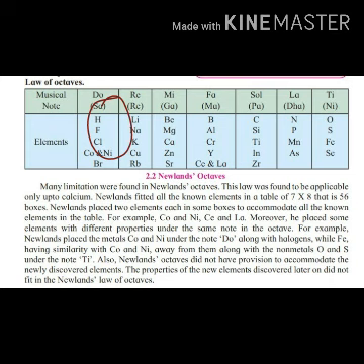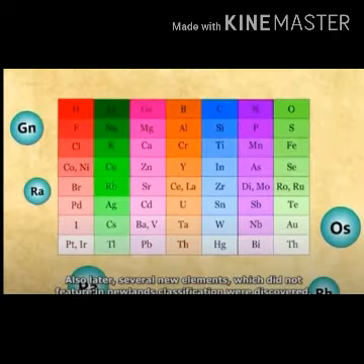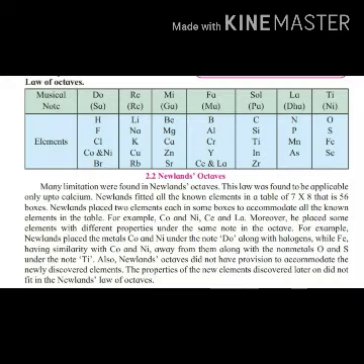Many limitations were found in Newlands' octave. This law was applicable only up to calcium out of the 56 elements known, after which the elements did not show similar properties. Also, later, several new elements which did not fit Newlands' classification were discovered. It means they do not follow the law, that is, the eighth element was not showing similar characteristics as the first one.